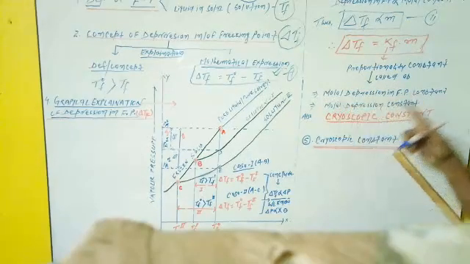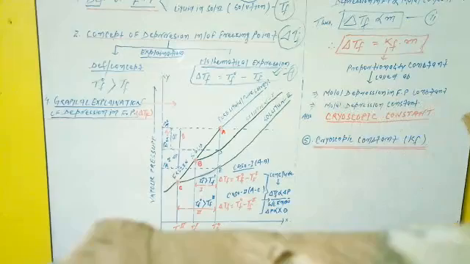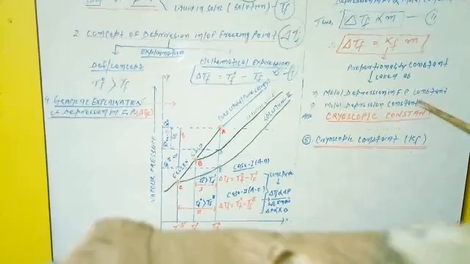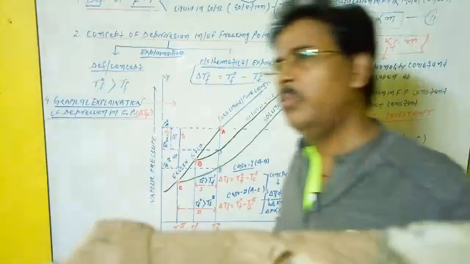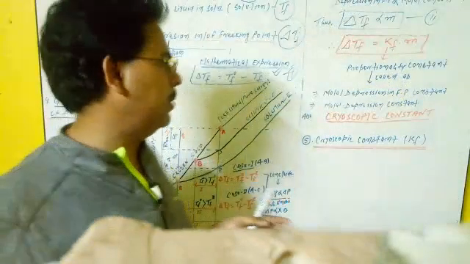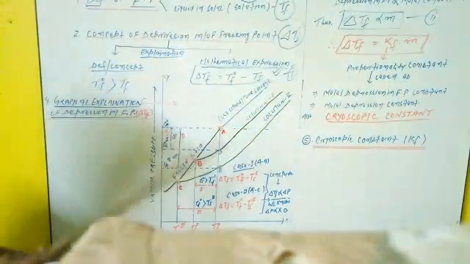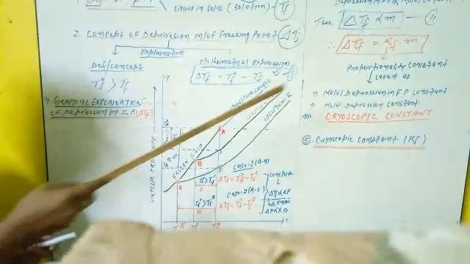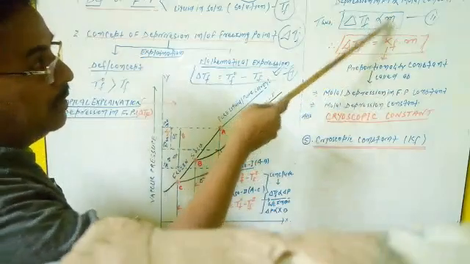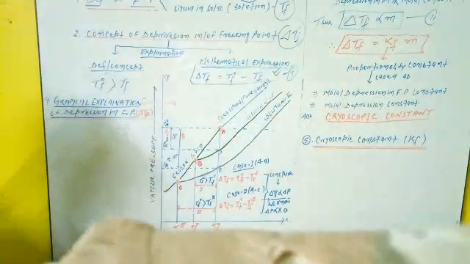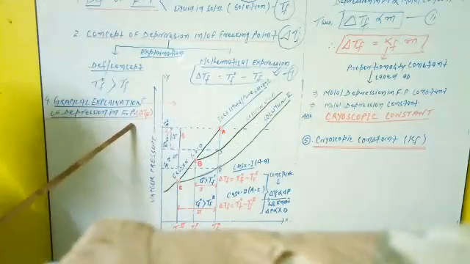The first, molar depression in freezing point constant. Second, molar depression constant, but more commonly called the cryoscopic constant. These relations, like the elevation in boiling point, are derived with the help of a graphical representation. So before the discussion about the definition and concept of the cryoscopic constant, the fourth topic is the graphical explanation of depression in freezing point.